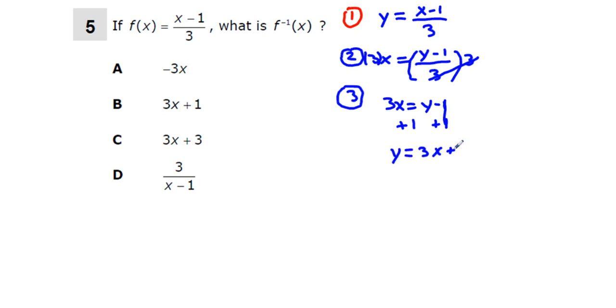plus 1. And so that would be, in the last step, step 4 is change y to f negative 1 of x. So that's going to be f negative 1 of x is equal to 3x plus 1. And so our answer choice is going to be B.